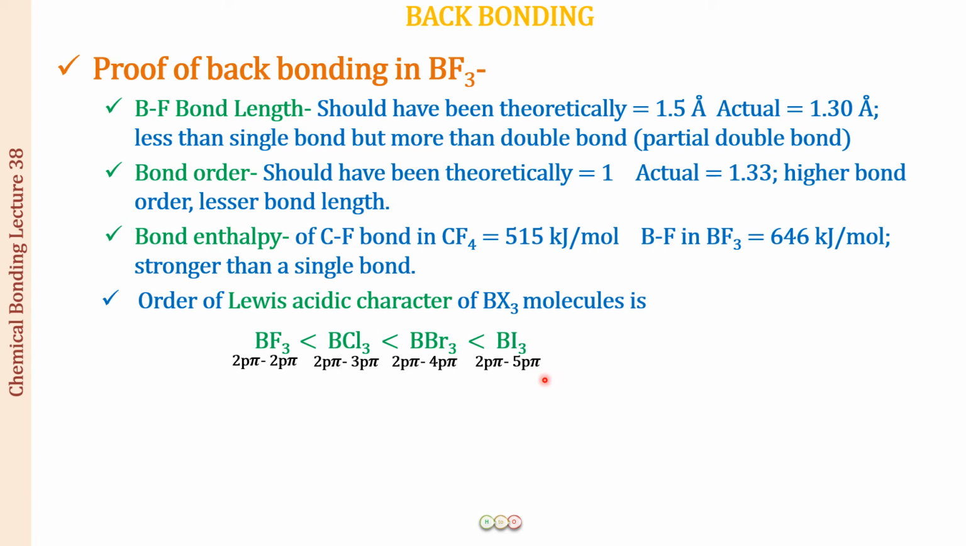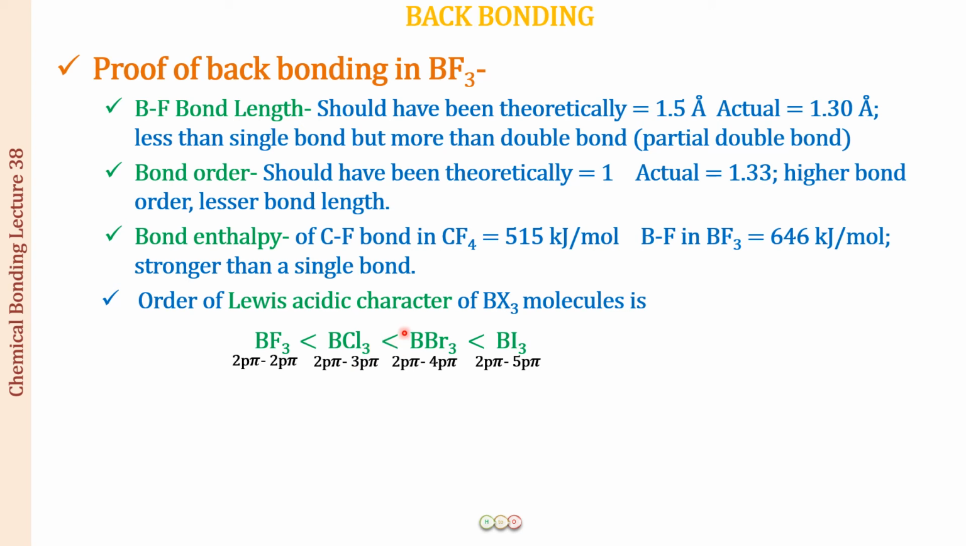When is there going to be maximum overlapping taking place between the atomic orbitals? Well, it is going to be when they are equivalent in energy, and similar in size. So the best back bonding is going to occur in the case of the BF3 molecule, because here both of the orbitals are 2p orbitals. So this is going to be the most effective overlapping. The strength of the back bonding is going to be the maximum.